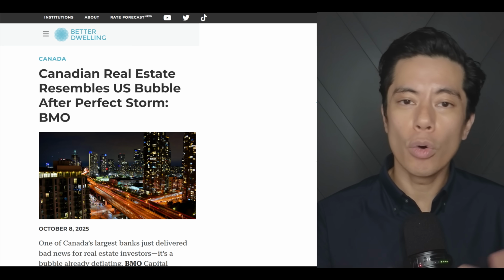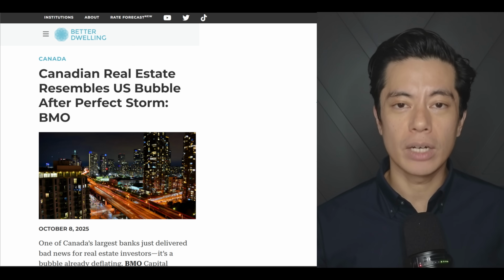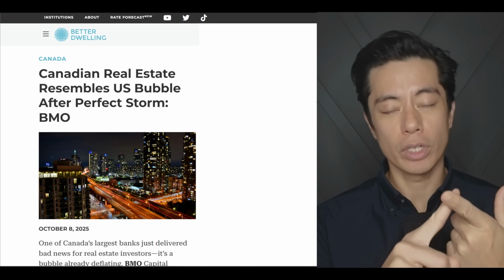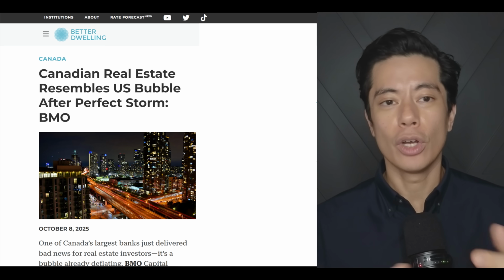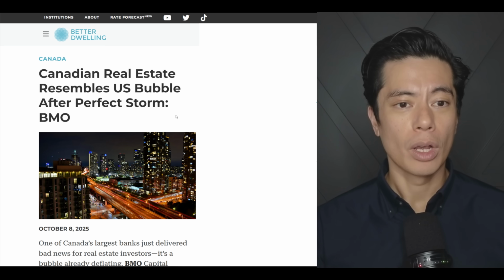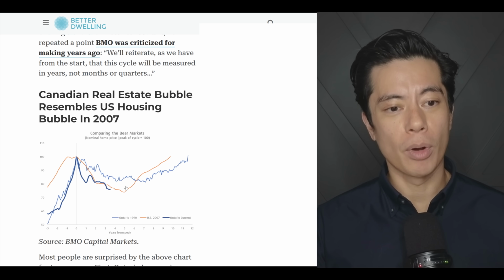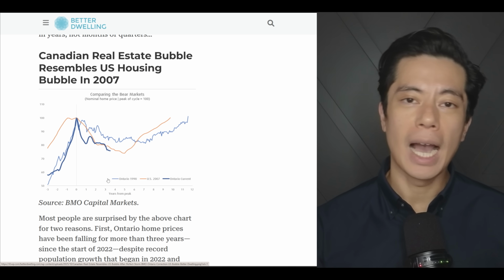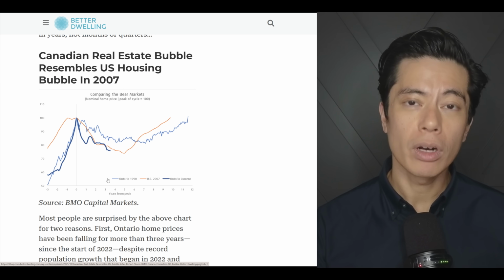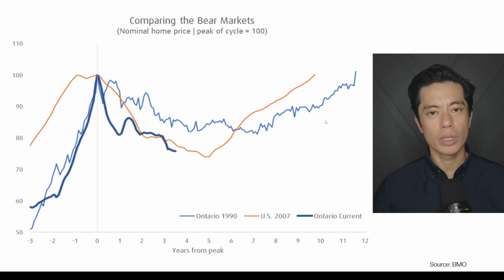But I want to go through what the current cycles have looked like for the 2008 US crash and Ontario 1990s so that you get an idea of what's going on. There's actually a really great chart from BMO over here that outlines how long it takes to recover from the peak of the price. So this is the chart from BMO, and I'm going to show you how to read this because it's a little bit complicated.